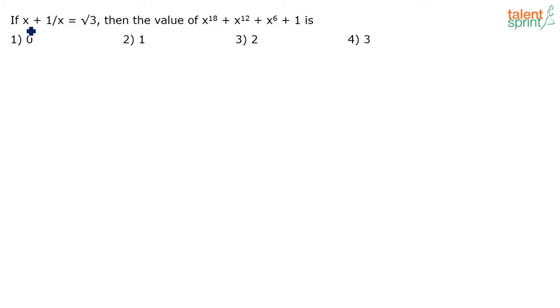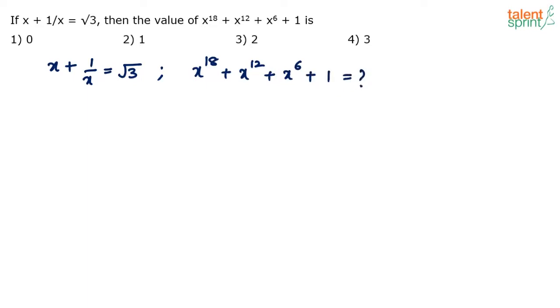Now the question here is, if x plus 1 by x equals √3, then the value of x power 18 plus x power 12 plus x power 6 plus 1 is equal to what? Options given to us are 0, 1, 2 or 3, right? So let's see what happens. x plus 1 by x equals √3. He's asking us to evaluate x power 18 plus x power 12 plus x power 6 plus 1.